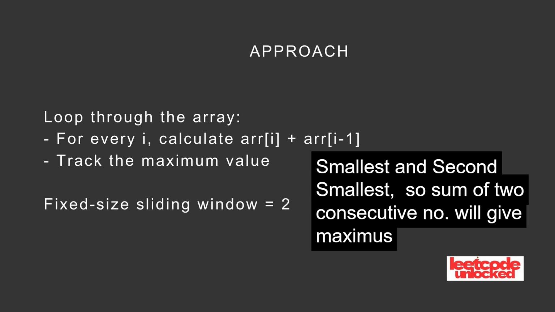This problem is a classic example of a sliding window of size 2. We move through the array from the second element to the end. At each step, we add the current element and the previous one, and keep track of the maximum sum seen so far. Let's go step by step.